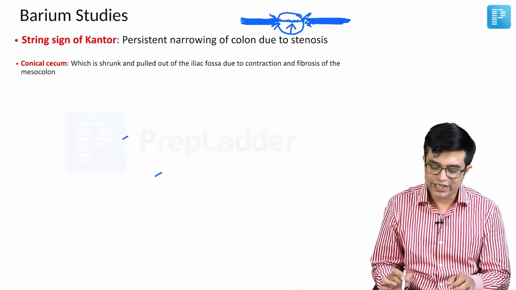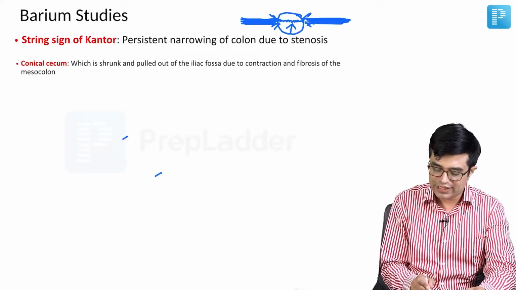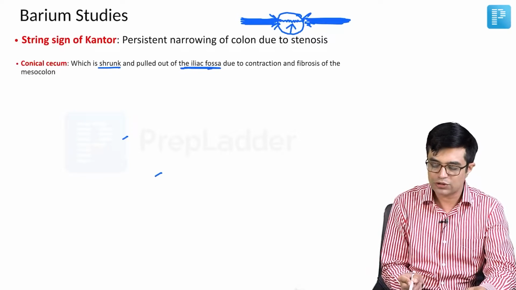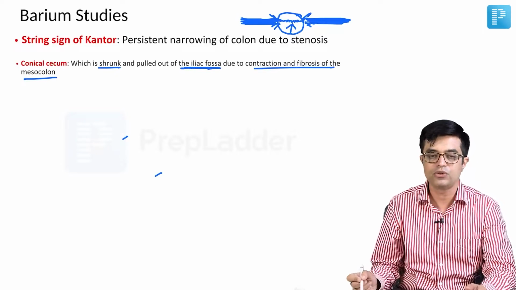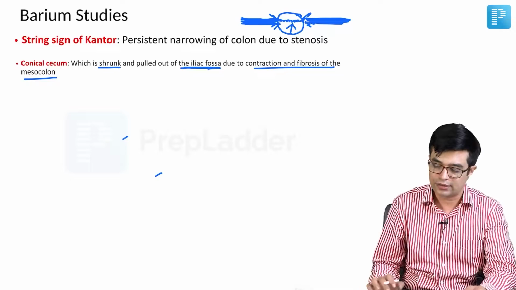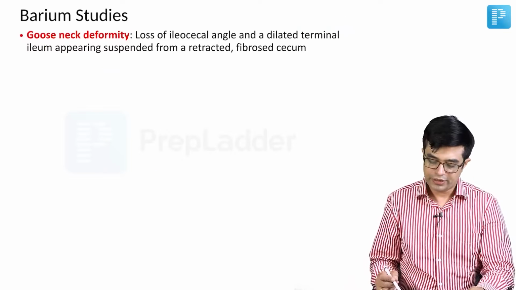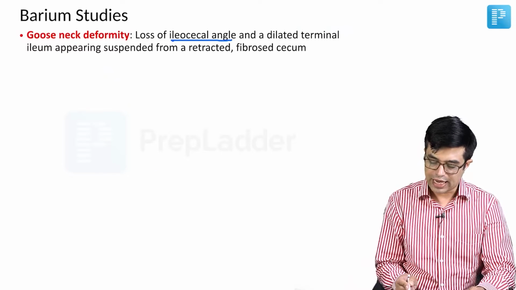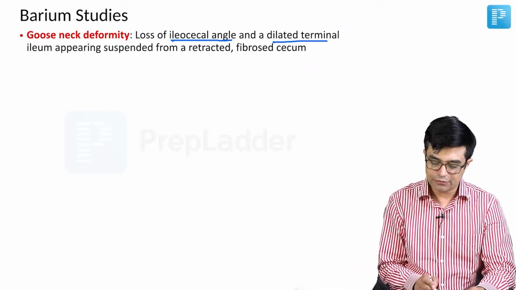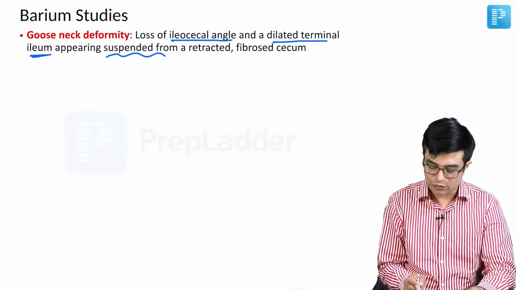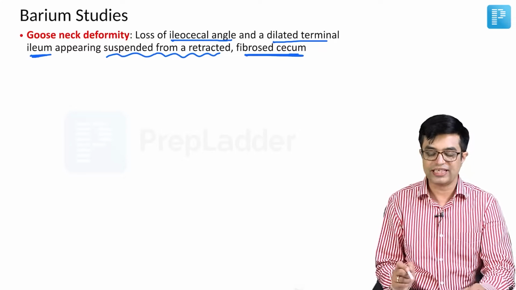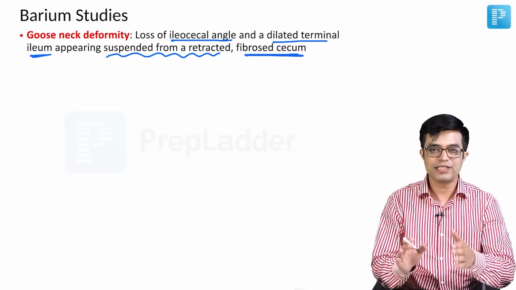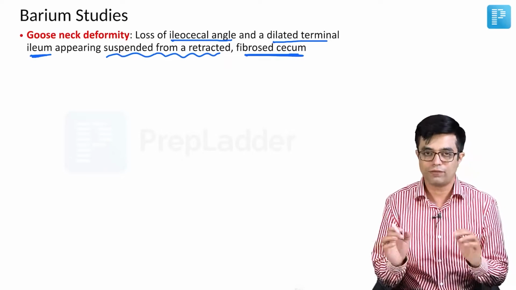Next we have conical cecum. Conical cecum, which is shrunk and pulled out of the iliac fossa due to contraction and fibrosis of the mesocolon, is called conical cecum. Next we have gooseneck deformity, where there is loss of ileocecal angle and there is a dilated terminal ileum appearing suspended from a retracted fibrosed cecum. Gooseneck deformity. All of these lesions cannot be present together for obvious reasons.